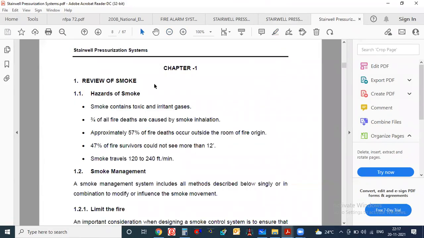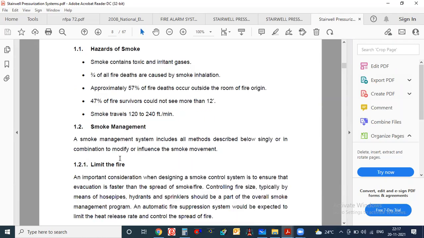What are the hazards of smoke? So here the classification is made entirely different. You should not consider this classification with light, ordinary or extra hazard, but this classification is given something related with the toxic gases, irritant gases. So those things are given here.